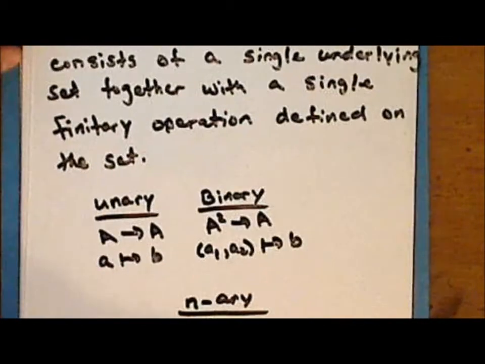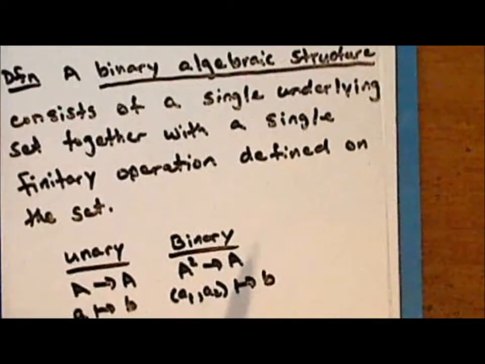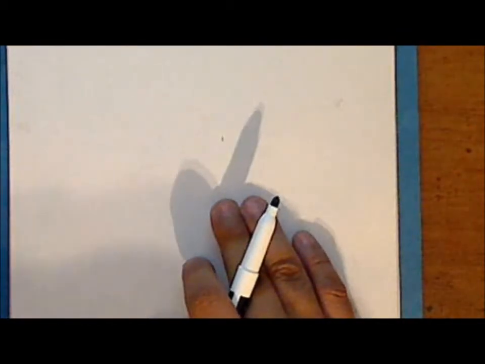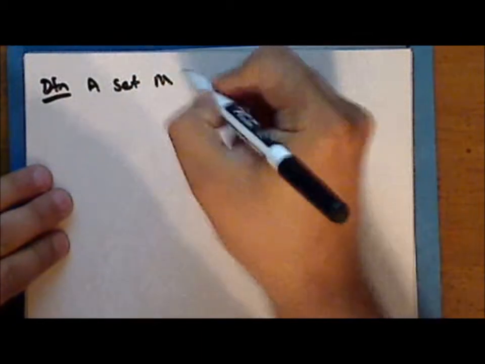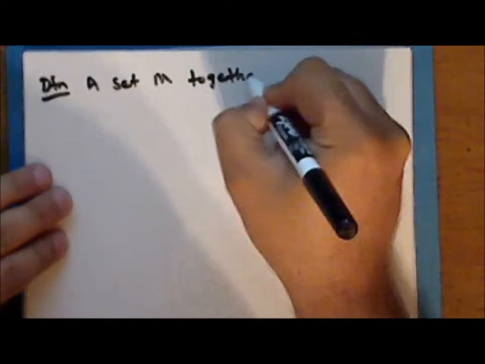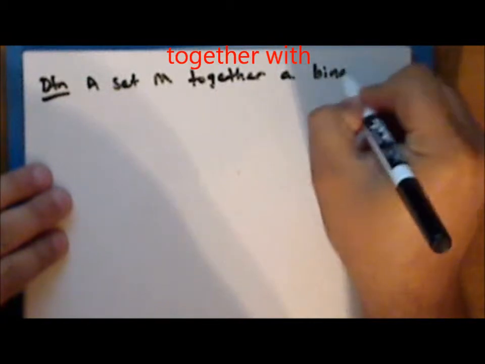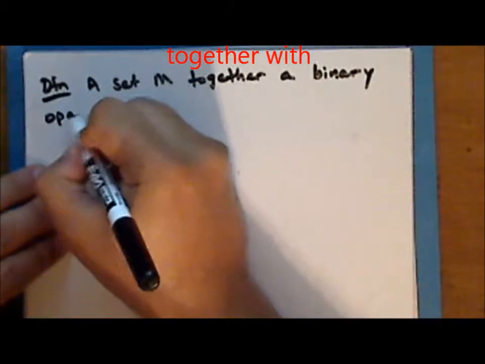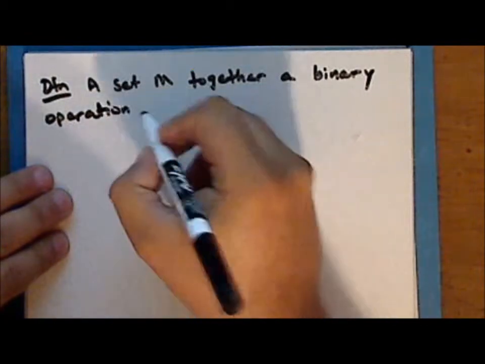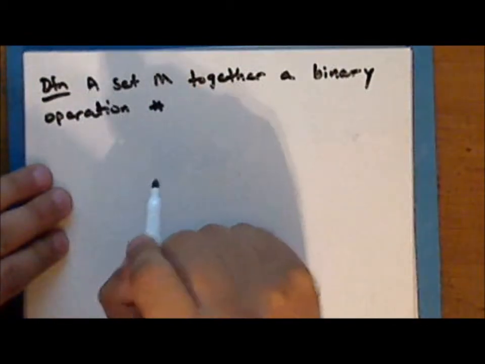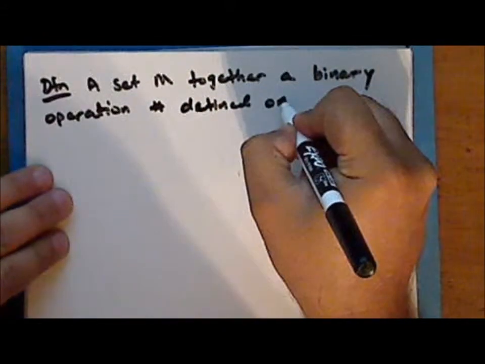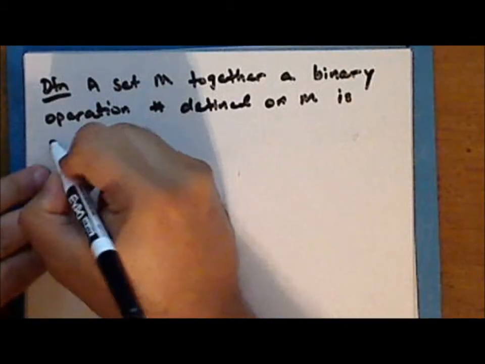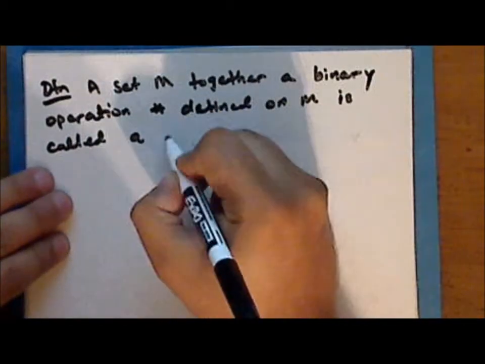So let's look at a specific binary algebraic structure. New definition: a set M together with a binary operation, which we will denote with the abstract symbol star, defined on the set M, is called a magma.